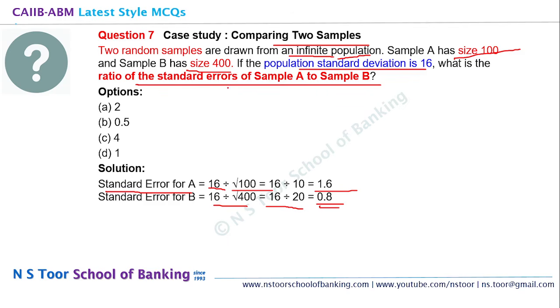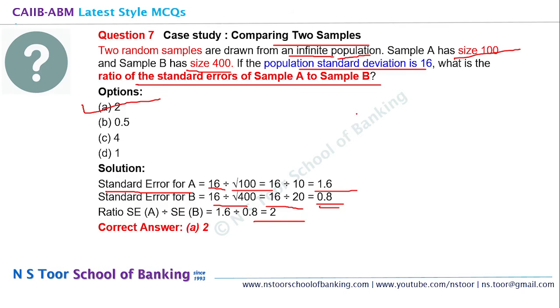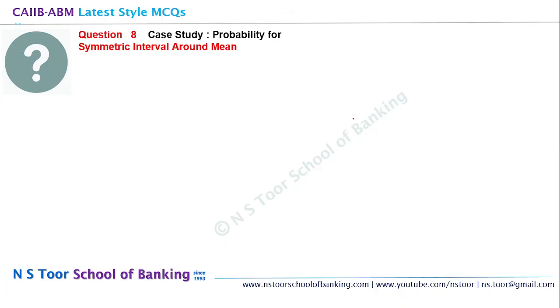What we have to find out? We have to find out the ratio among them. How shall I find out the ratio among them? Standard error of A divided by standard error of B, then we will be able to get the ratio of that. So 1.6 divided by 0.8 is equal to 2. So what is the ratio? Ratio is 2, or you can say that the standard error of A is double that of the standard error of B. So A is the correct answer for our question. Now let us go for the next question.